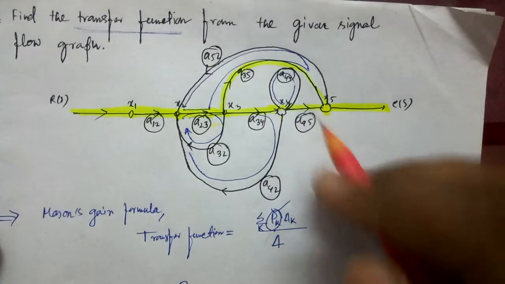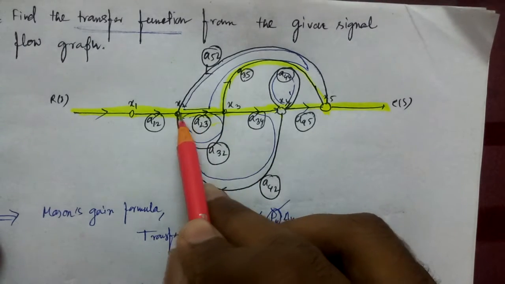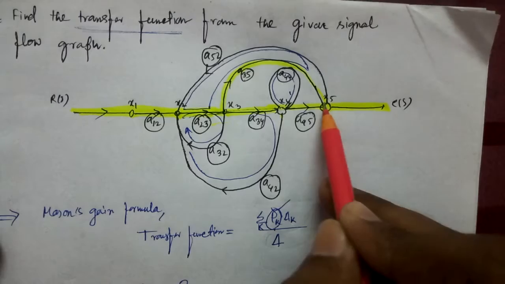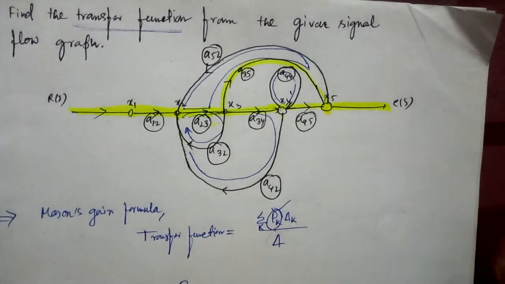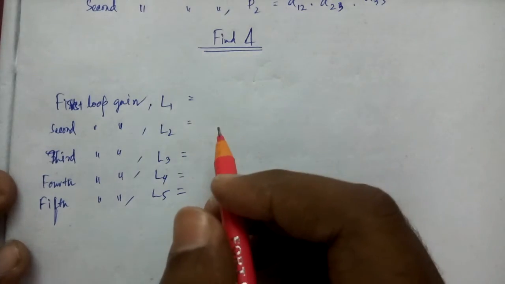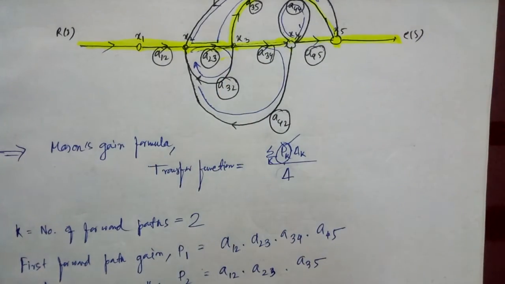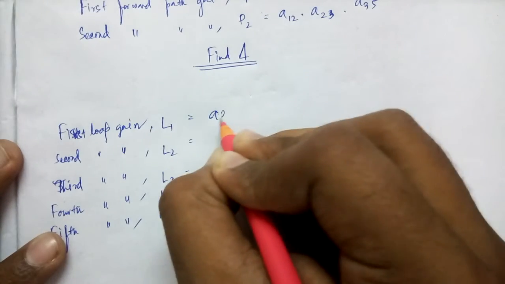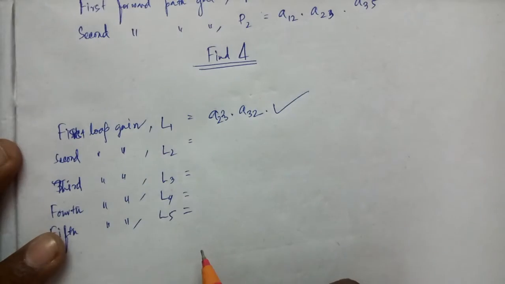So we have found out 4 loops. Now the fourth loop and the last loop is this path. Here it goes forward and backward. So we have got a total of 5 loops. We just have to multiply the gain values and find out the loop gain values. So here the first loop gain, that is this loop, the loop gain is a23 into a32. This is the first loop gain.